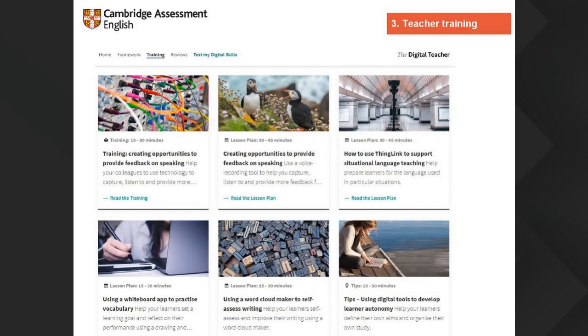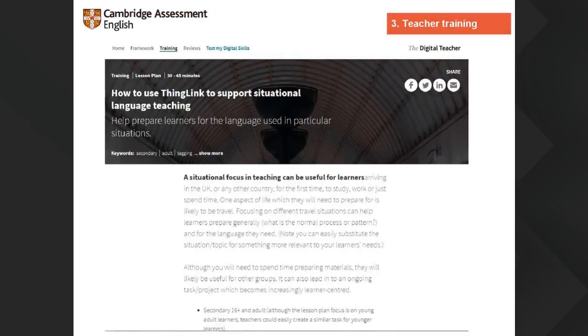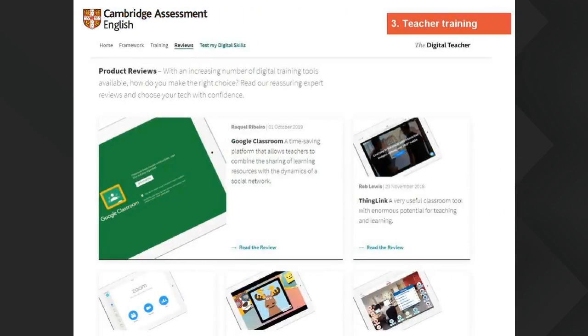Yeah, here you can see that there are trainings and lesson plans like this one for ThinkLink. I found it really useful, and in fact, I adapted it for my teacher activities. So it's just very inspiring for you to work on it. And there's, as I said, reviews written by experts, and then useful functional stuff for you to use as well.